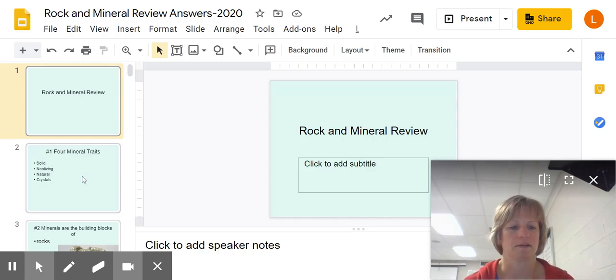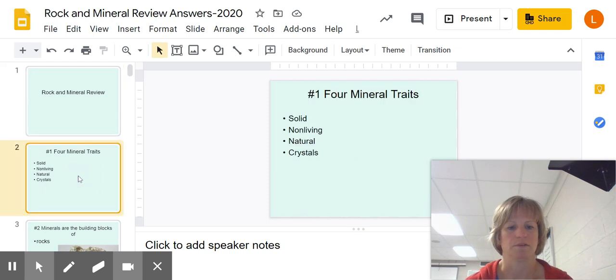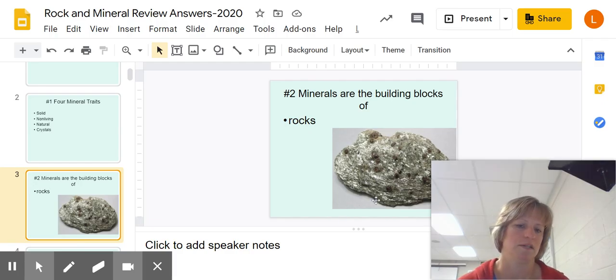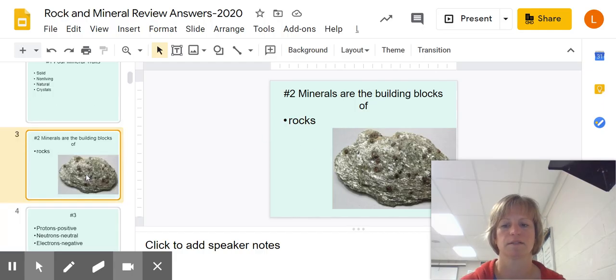So in our study of rocks and minerals, we started, of course, with minerals. And the four traits of minerals are that they have to be solid, non-living, natural, and made of crystals. And so our second question asks what minerals are the building blocks of. And of course, they are building blocks of rocks. So when you look at this picture with me, you notice how you see different colors and shapes of crystals in this rock. Those are all different mineral ingredients, or we can say different mineral building blocks.